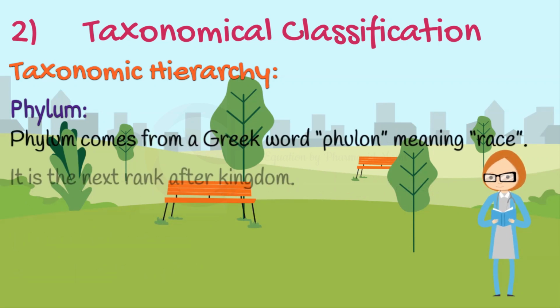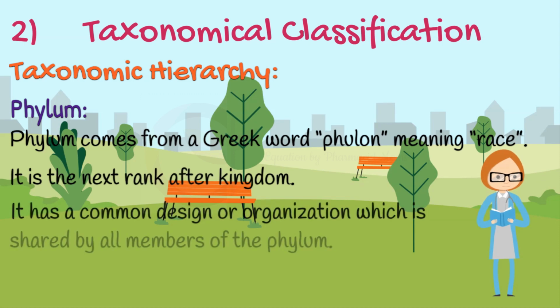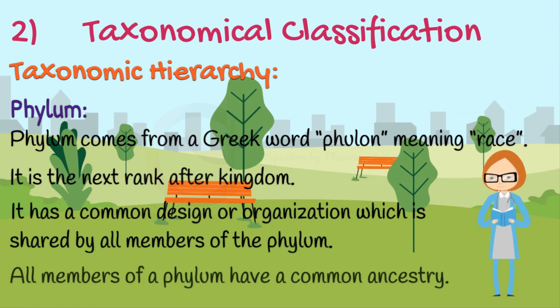Phylum comes from a Greek word meaning race. Phylum is the next rank after kingdom. It is more specific than kingdom, but less specific than class. It has a common design, or organization, which is shared by all members of the phylum, even though structural details may differ greatly because of evolution. The assumption is made by biologists that all members of a phylum have a common ancestry.